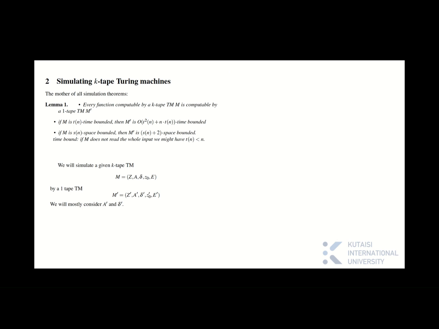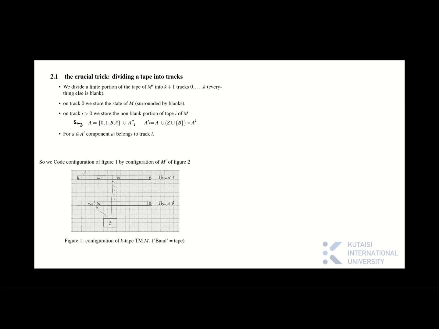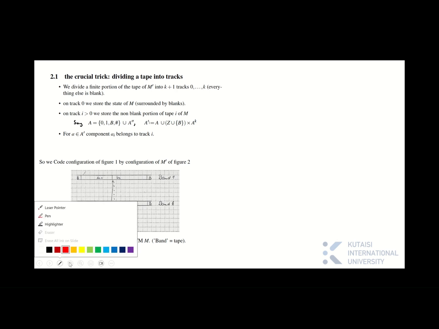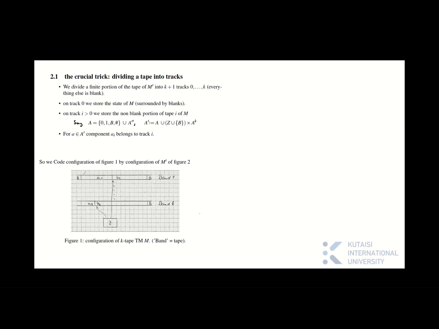So here is the main idea. Let me just explain it very quickly. What is the main idea here? The main idea was actually guessed by students correctly. Let's say you have 2 tapes like this. Then you have a machine that operates on these 2 tapes, and now I want to simulate this on 1 tape. Let's say my alphabet here was just 0, 1, blank and hashtag, the minimal alphabet that we always assume we have.